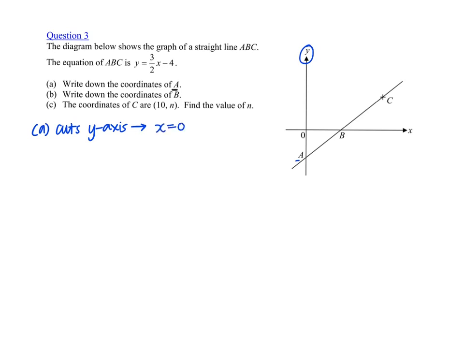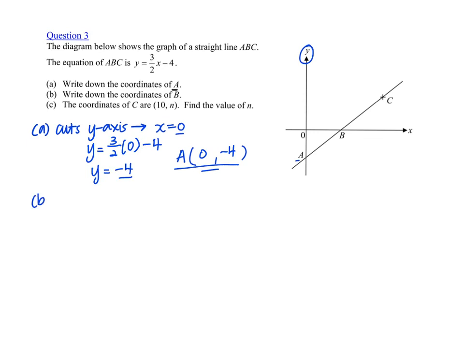That means I shall substitute this point into my equation. y equals 3 over 2 times x minus 4. And then find the y value. 3 over 2 times 0 is still 0. 0 minus 4 is -4. So that means at this point A, the coordinates, the x is the number 0, the y is the number -4. So the coordinates of A is 0, -4.